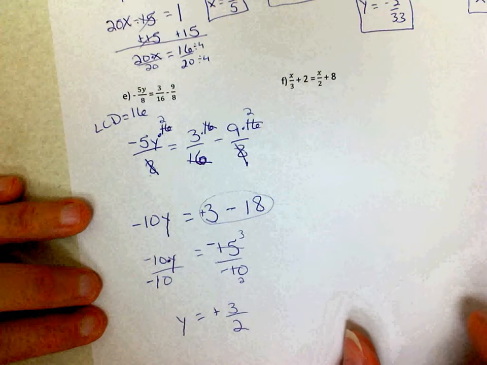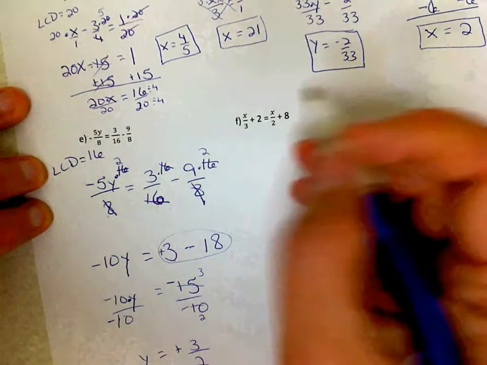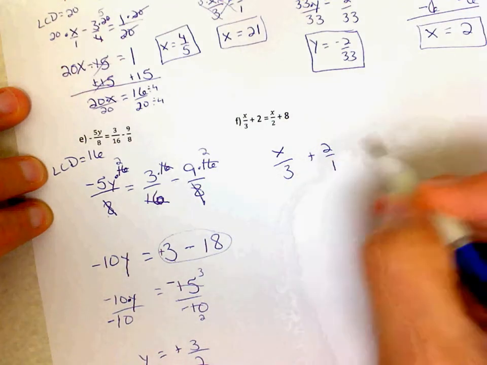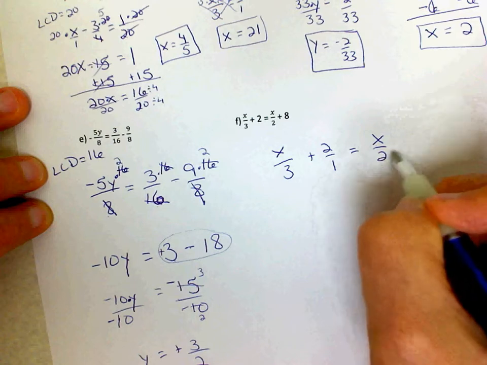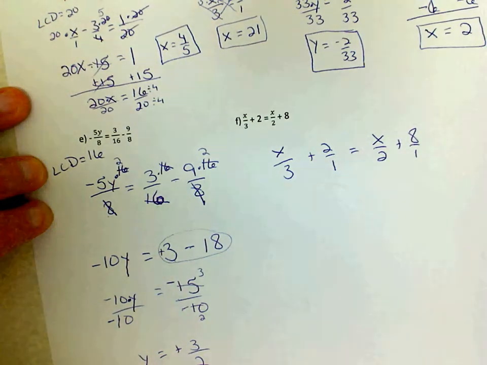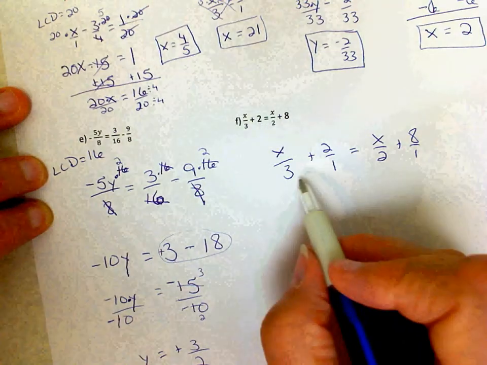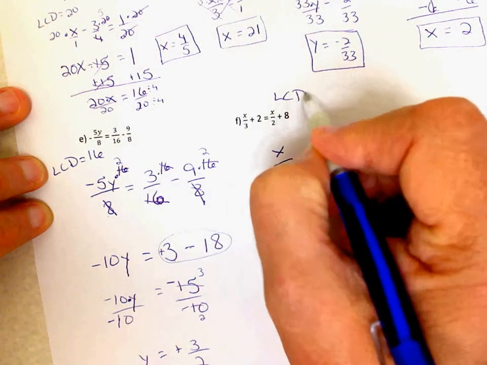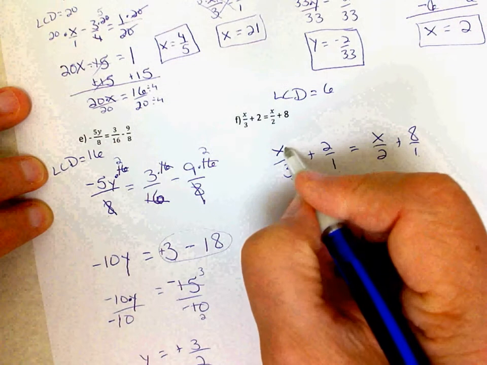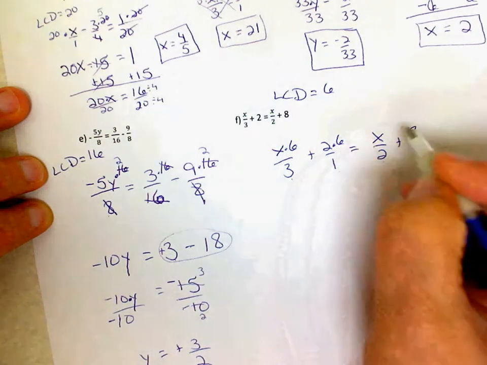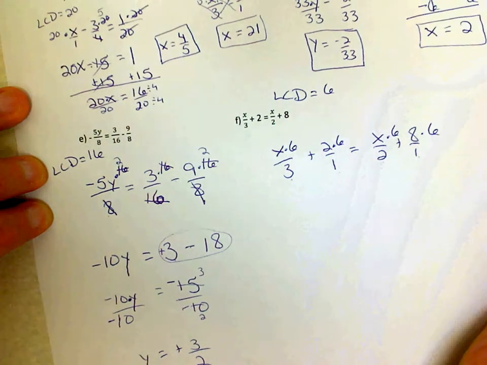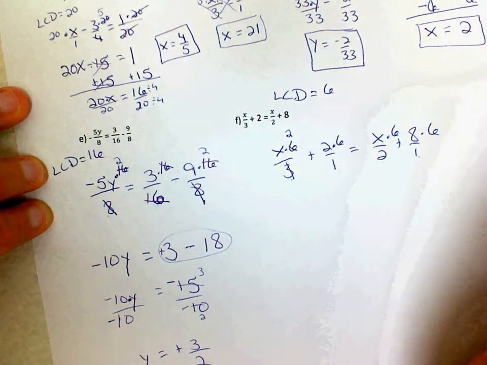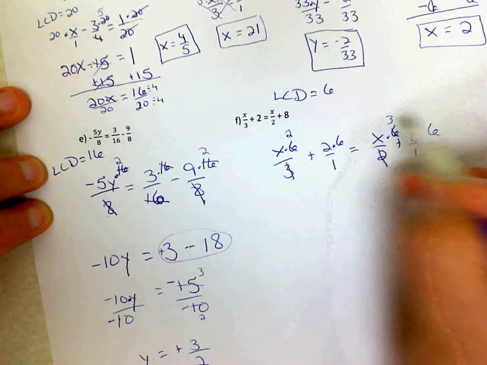And now on the last one, I'm going to rewrite it also, make it a little bit bigger, and change a whole number to a fraction. Now, our LCD of 3, 1, 2, and 1 happens to be 6. So I times by 6, times by 6, times by 6, times by 6. 3 goes into 6 twice. 1 goes into it 6 times. 2 goes into 6 3 times. And 1 goes into 6 6 times.